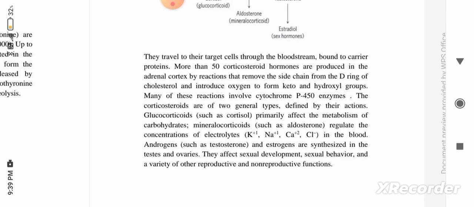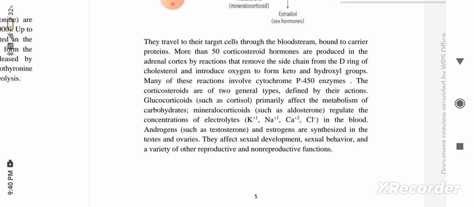The corticosteroids are of two types, defined by their action. Glucocorticoids primarily affect the metabolism of carbohydrates. Mineralocorticoids regulate the concentration of electrolytes in the blood. Androgens such as testosterone and estrogens are synthesized in the testes and ovaries. They affect sexual development and sexual behavior and a variety of other reproductive and non-reproductive functions.